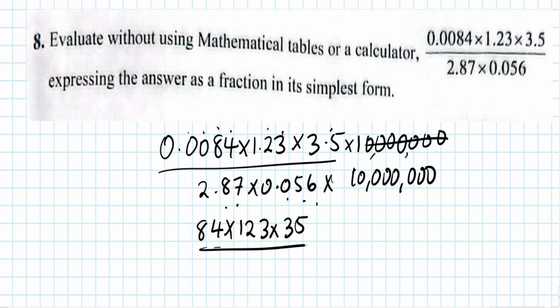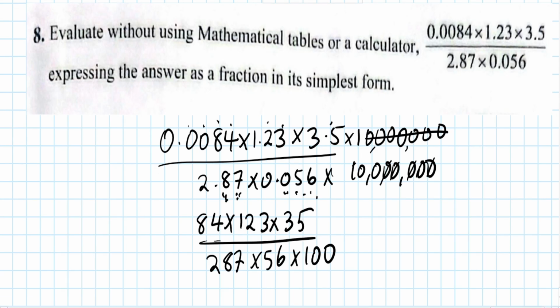But the denominator we won't cancel out completely. Because here it is 1 2, it will cancel out, but it will remain with 0 digits. So 1 2 3 4 5. So it'll just cancel out 1 2 3 4 5. So write 287 times 56 times 100. Now let's continue from there. Okay, now let's see how we can solve this.